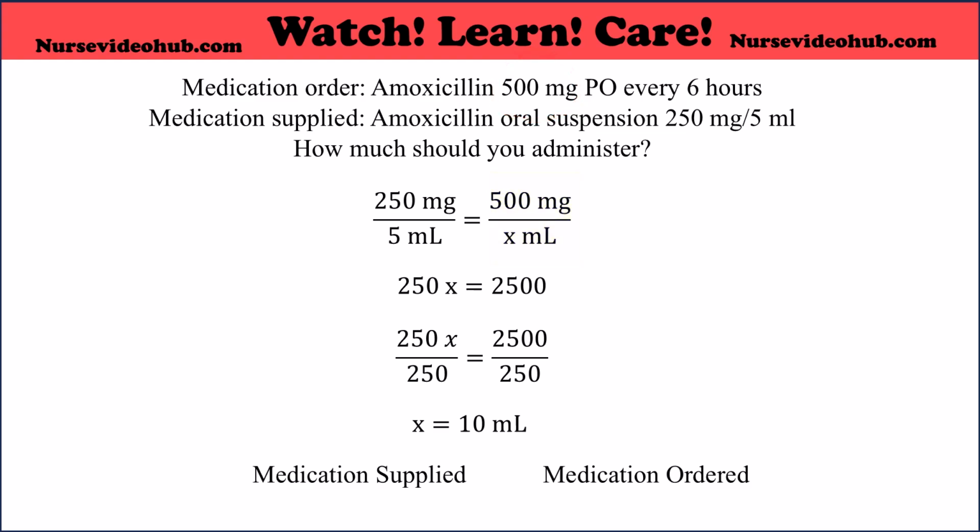Solve for the number of milliliters by cross-multiplying. 250x equals 2,500. Divide both sides by 250 to solve for x. And x equals 10. You would administer 10 milliliters of the solution.